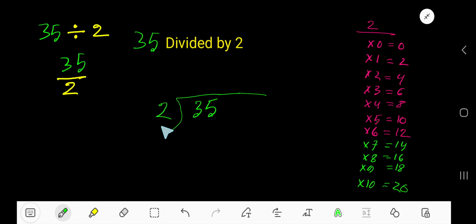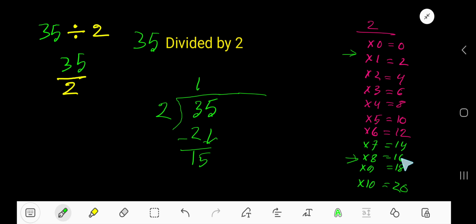35 divided by 2. 2 goes into 3 how many times? 2 goes into 3 one time, since 4 is greater than 3. 1 times 2 is 2, subtract, 1, bring down this 5. 2 goes into 15 how many times?